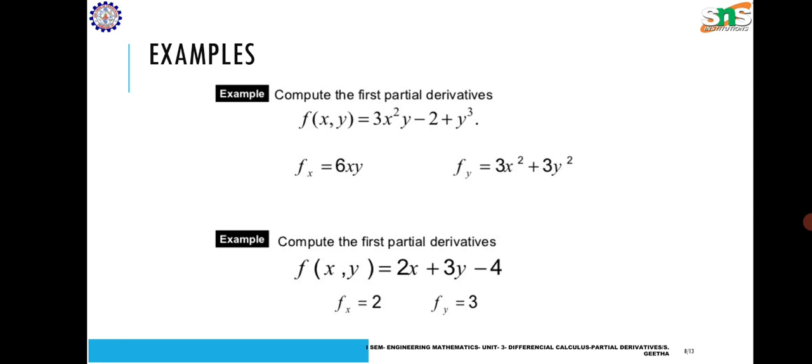Next we are finding differentiation with respect to y. Fy is equal to 3x square plus 3y square here.